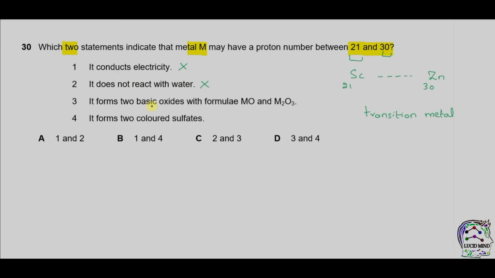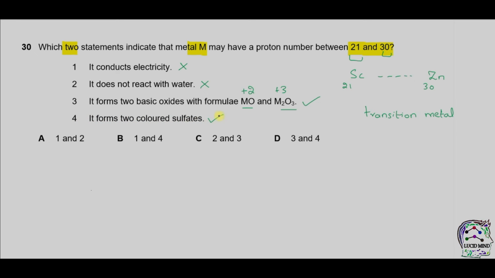Third one is that it forms two basic oxides with the formula MO and M2O3. Now in both these oxides the oxidation state is different. In MO the metal is in +2 oxidation state, while in M2O3 the metal is in +3 oxidation state. Now we know that only transition metals can exist in more than one, or variable, oxidation states, so therefore this statement defines transition metals.